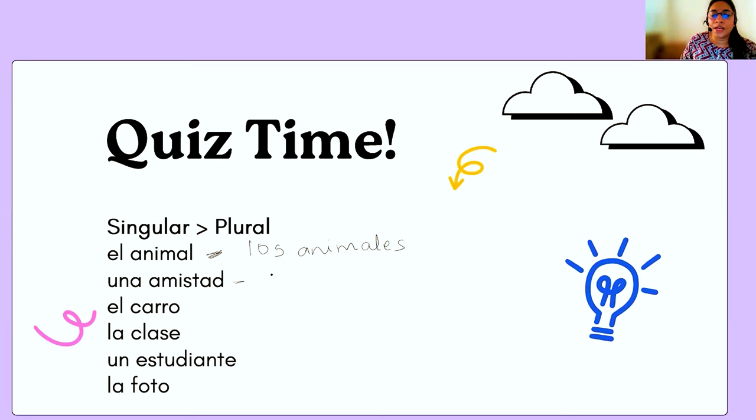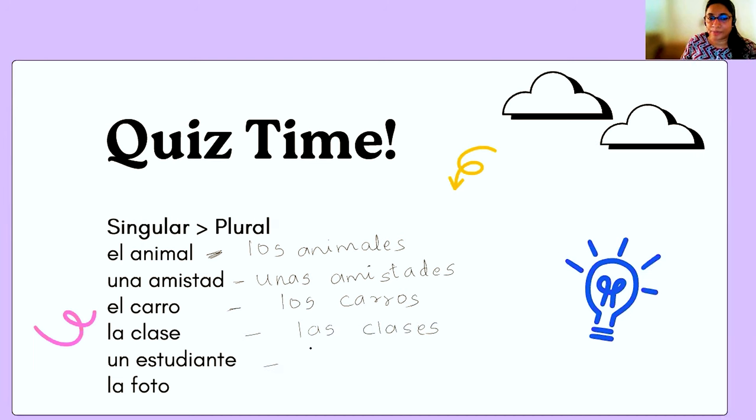The next one is una amistad. I have to make this plural. So, una becomes unas and amistad becomes amistades. Animal is animal. Amistad is friendship. El carro, el becomes los. And since this ends in a vowel, I just add an S to it. La clase. Carro is a car. Clase is class. La becomes las. And this is a vowel. So I add an S.